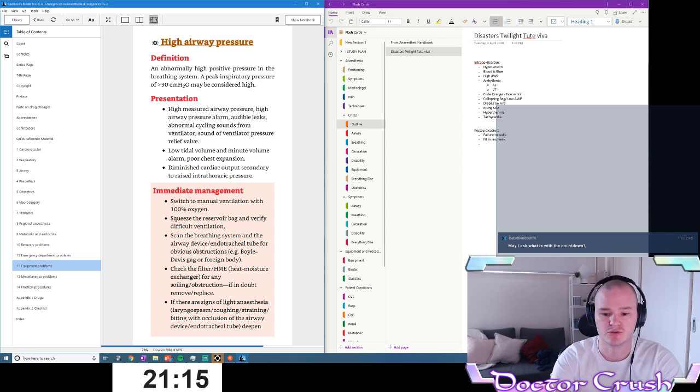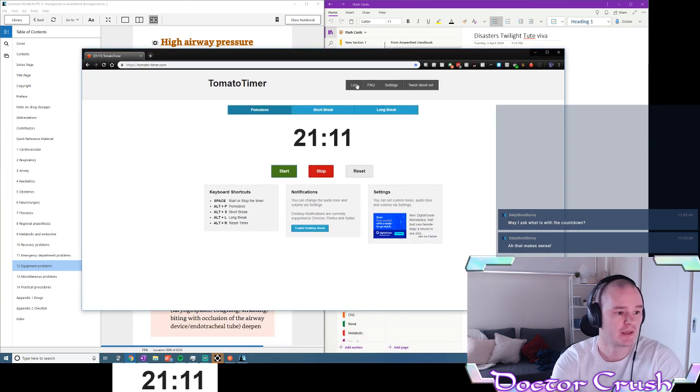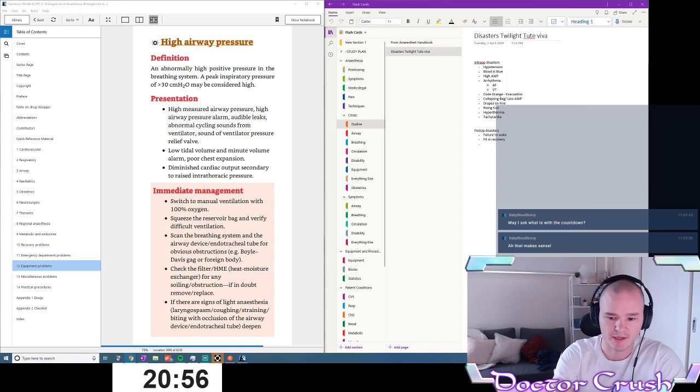So I actually just use this website, Tomato Timer. It does the whole thing for you. Pomodoro is like your work. This short break part is a 5 minute timer, and long break's like a 30 minute timer. You can adjust them if you want. And for me, at any rate, it just really helps to keep focused and keep on track.